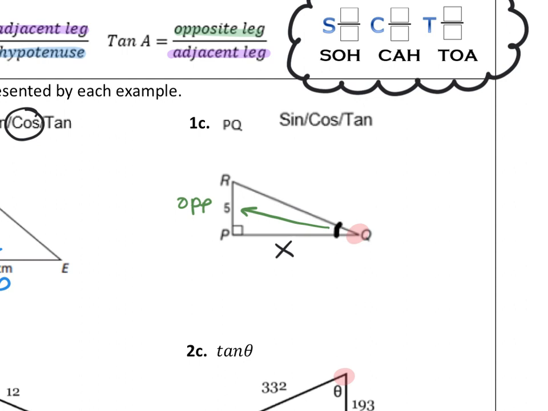And then I want to know this other side that is touching my angle. Is it the adjacent or the hypotenuse? Adjacent. So if I know that this is the adjacent, which of my trig functions uses the opposite and the adjacent? Tangent. Very good. So we would set up a tangent ratio for this triangle if we were actually solving it.